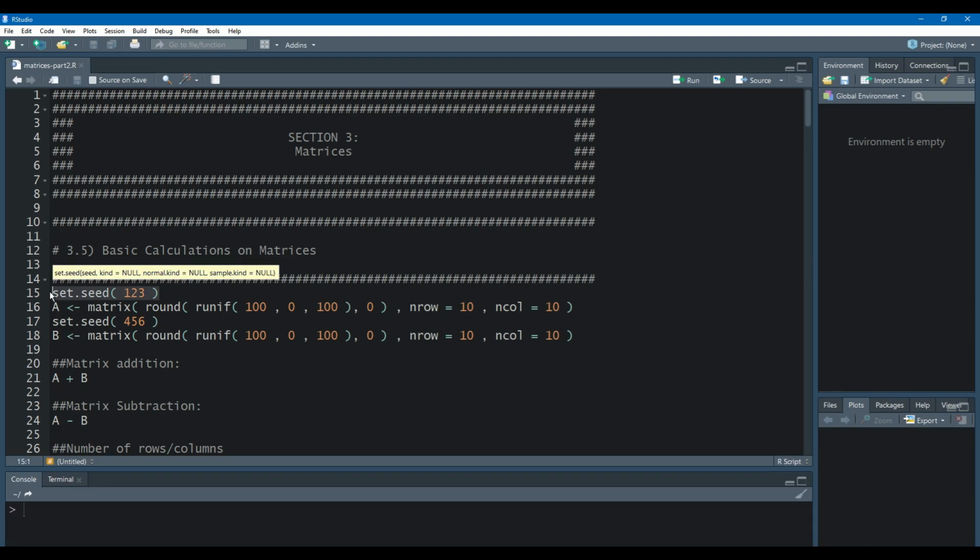In this first example, we're going to generate two matrices called A and B. First, we specify the set seed option. We're going to write the integer string 1, 2, 3. And what the set seed function does is it enables us to generate pseudo-random numbers. So what is a pseudo-random number? It is a number generated from a probability distribution that when I enter a seed value, such as 1, 2, 3, it means that you're going to generate the same random numbers that I generate.